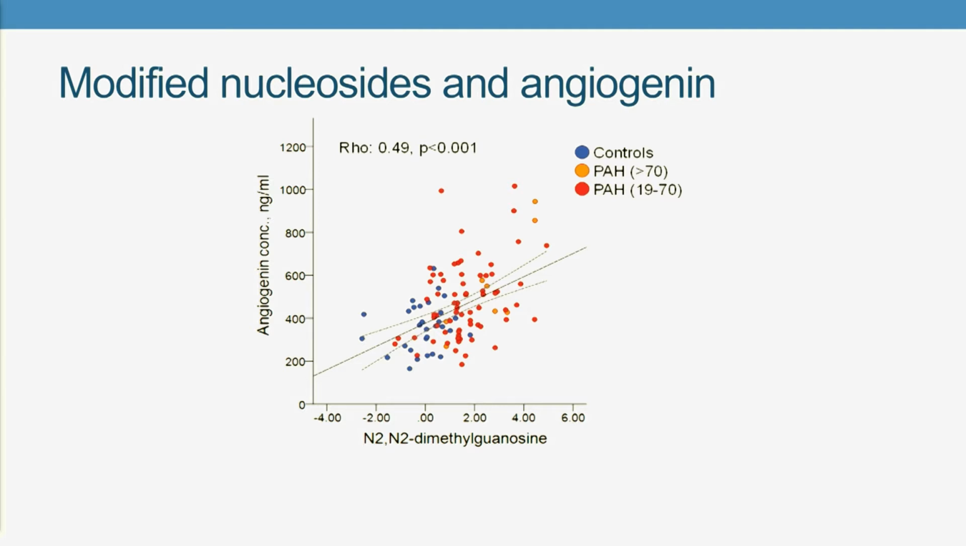But what you can see overall in the population is there is a good correlation between plasma angiogenin levels and plasma modified nucleoside levels. And this is suggesting that part of it is a stress response where you're getting upregulation in angiogenin, which is leading to increased cleavage of tRNAs under this stress.